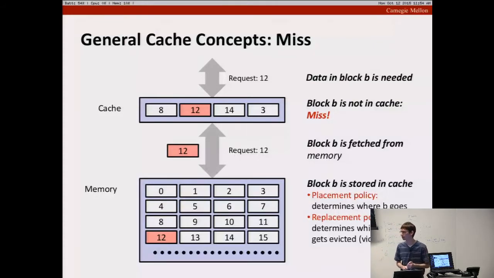Yes? How do you calculate what's the least? Right. In order to calculate what's the least recently used, we also need to be keeping track somewhere of how recently it has been used. And there's a couple of different ways to do that.